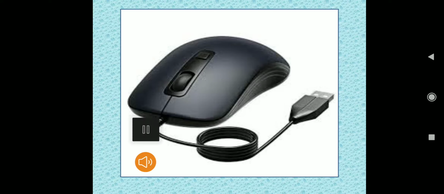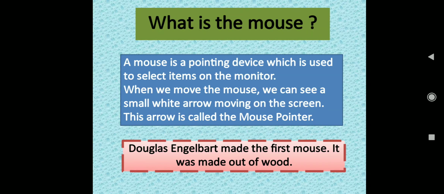Look children, this is a computer mouse and the wire is known as the tail of the computer, which is used to attach the mouse with the computer. Now, what is the mouse? A mouse is a pointing device which is used to select items on the monitor. When we move the mouse, we can see a small white arrow moving on the screen. This arrow is called the mouse pointer. Now, Douglas Engelbart made the first mouse. It was made out of wood.